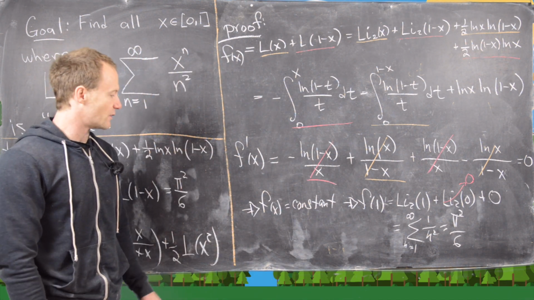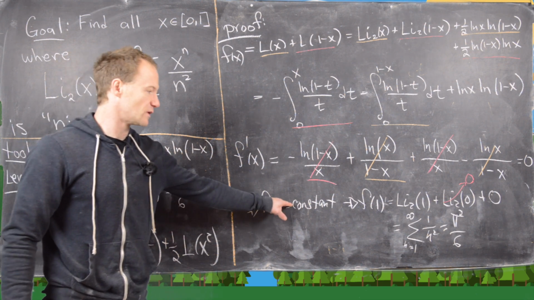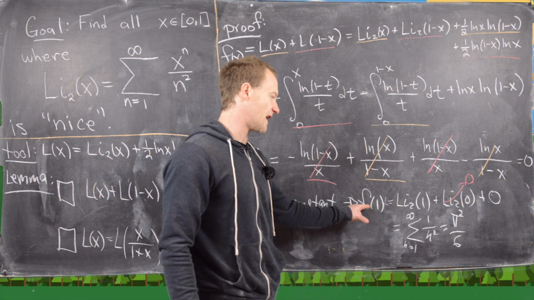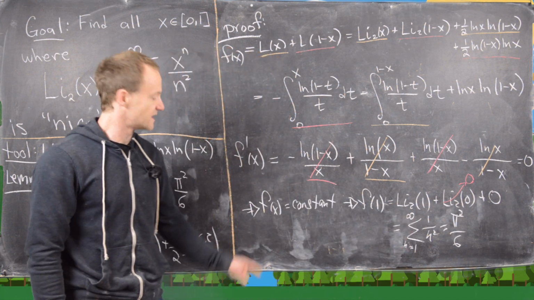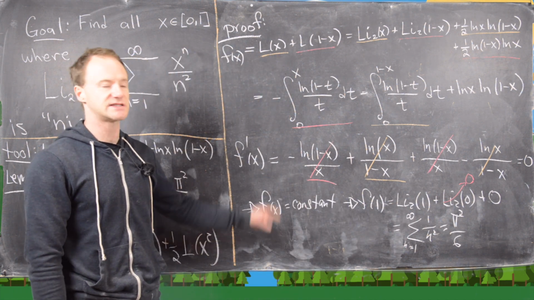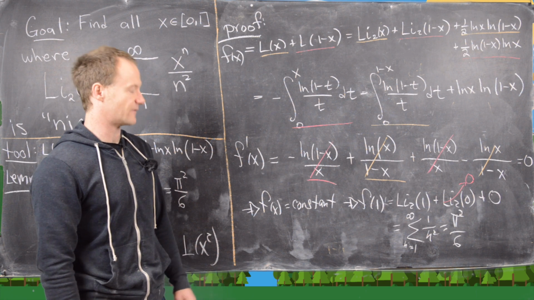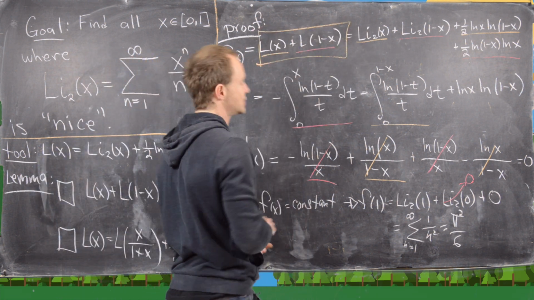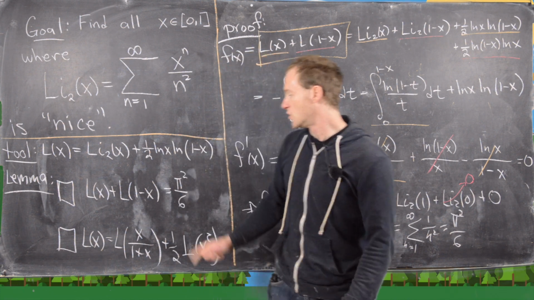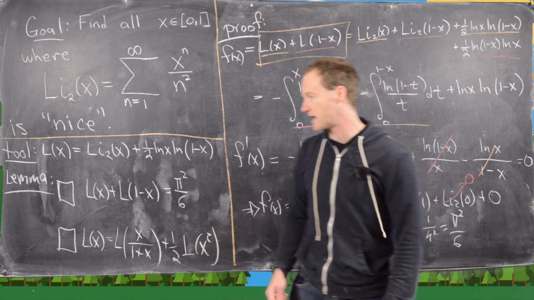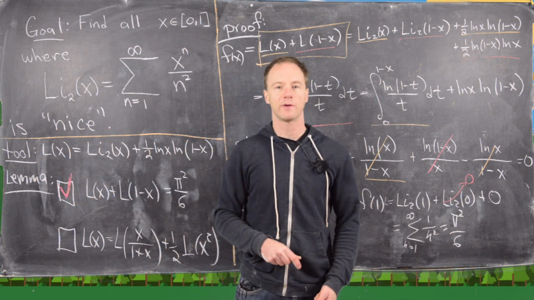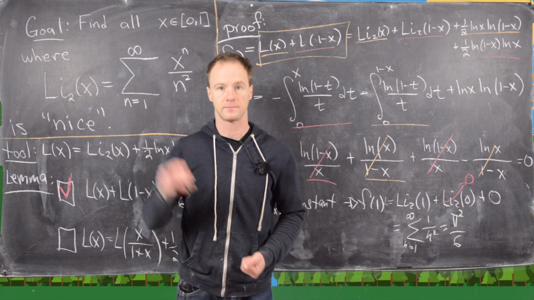Okay, so let's see what we've got here. We have f of x equals a constant, and then we found that one value of f of x equals pi squared over 6, but since f of x equals a constant, that is all values of f of x. But then f of x was this combination of the two L functions, which gives us this formula right here. So we've proved this lemma, and now we're ready to move on to the second part.